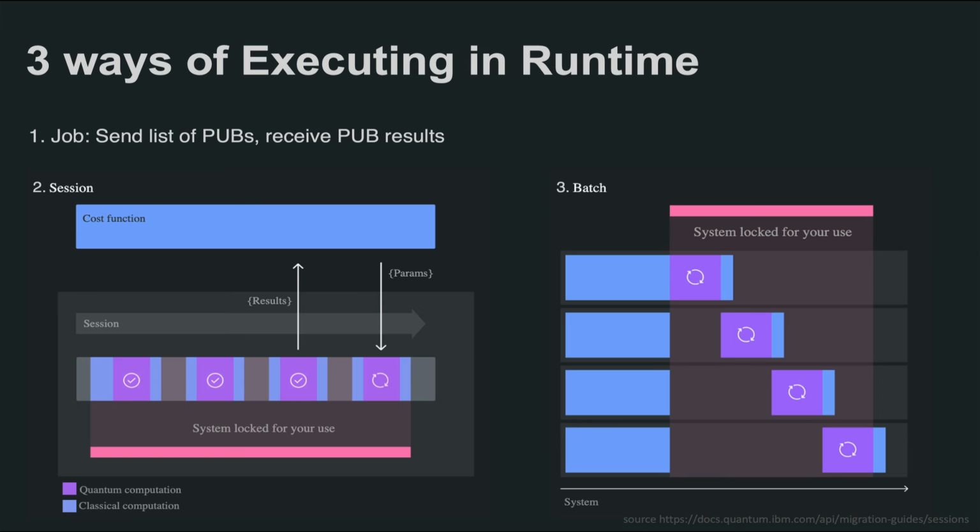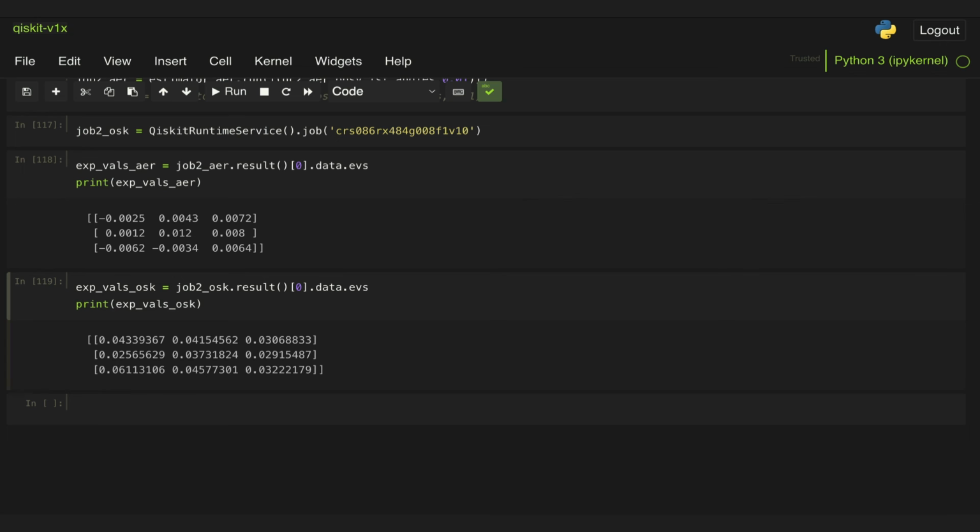Now there's a third way, which is called batch execution, which is somewhat similar to a session, but where instead of having quantum programs that depend on the result of a previous execution of a circuit, we just have a series of circuits whose quantum portion can be executed in parallel with, for example, some classical processing. So there could be some amount of overlap between the processing of a previous circuit with the execution of the next circuit.